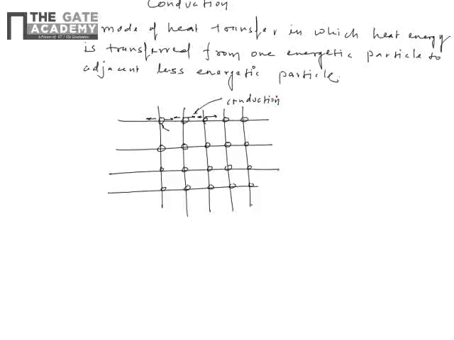And one other thing is, in a solid lattice, there can be some amount of free electrons. When these electrons move, they can also carry some amount of energy from one region to another region. This is also a source of conduction.